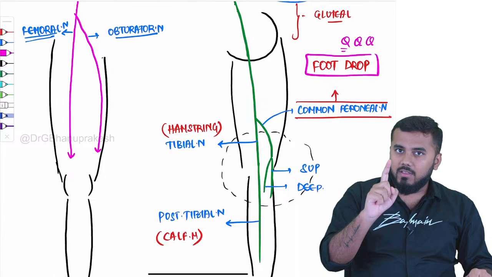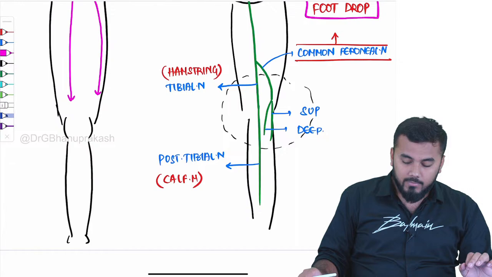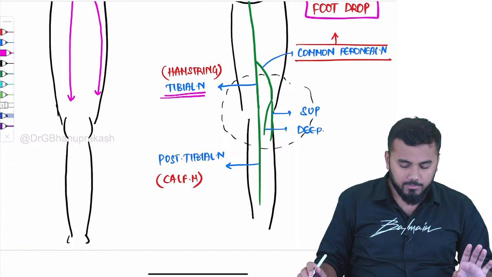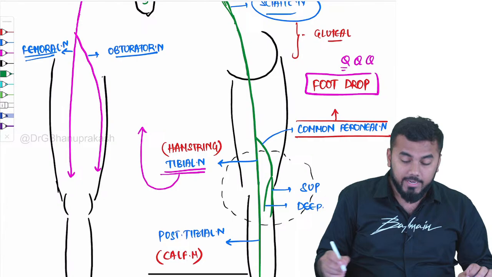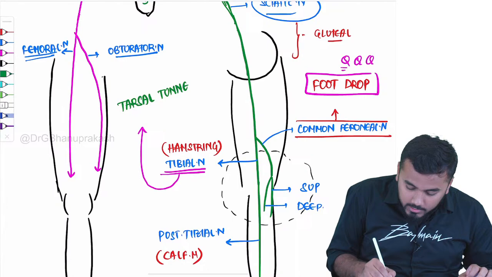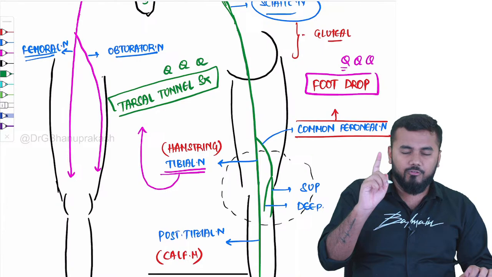In the same way, guys, tibial nerve, I told you, supplies your hamstring muscles. But if there is an injury or compression of tibial nerve, you know what will happen? Compression of tibial nerve will cause tarsal tunnel syndrome. Tarsal tunnel syndrome. Compression of tibial nerve will cause tarsal tunnel syndrome. Very, very, very important question. Very good, Dr. Bentick, very good. It would cause tarsal tunnel syndrome.